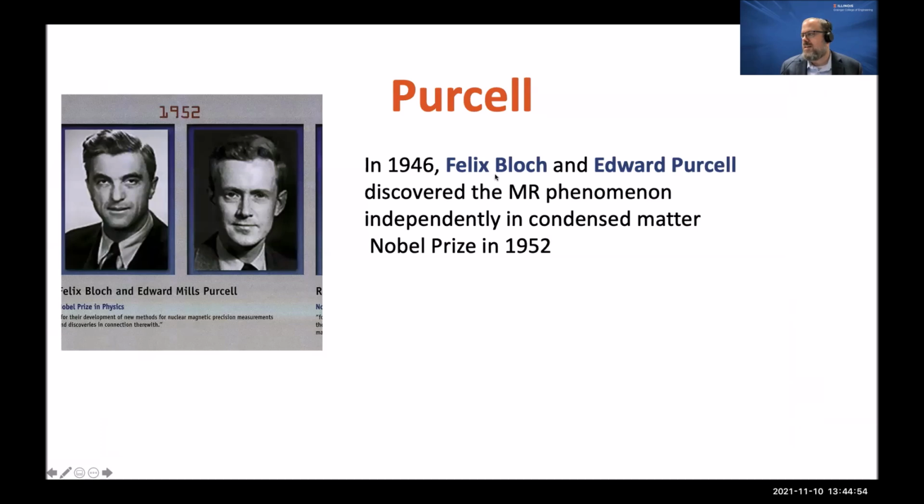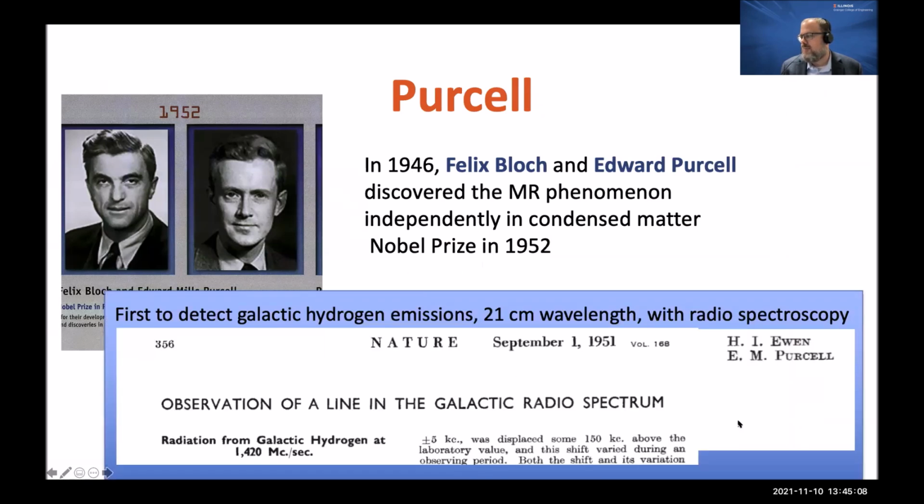In 1946, Felix Bloch and Edward Purcell discovered the MRI phenomena in condensed matter, and they got the Nobel Prize for that in 52. So what do you do when you develop something big and then you're waiting for your Nobel Prize in 52? Well, Edward Purcell was the first to detect galactic hydrogen emissions at the 20 centimeter wavelength with radio spectroscopy. And that was published in 51, so in the middle.